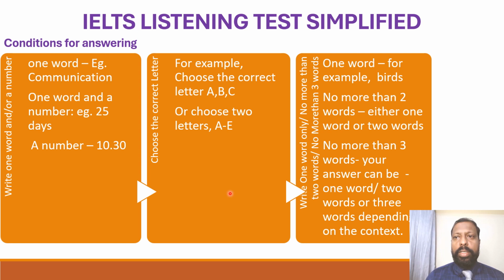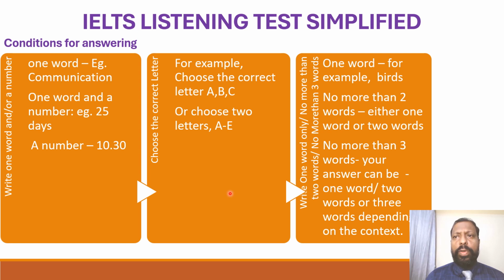And the second condition would be choose the correct letter. For example, you need to choose the correct letter A, B or C, or choose 2 letters from the letter options A to E. So this is another condition for answering. And the third one will be write one word only.